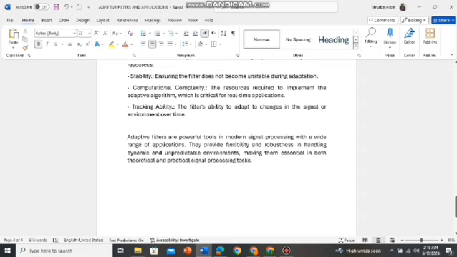In the end, we can see the adaptive filter is a powerful tool in modern signal processing with a wide range of applications that provide flexibility and robustness in handling dynamic, unpredictable environments, making them essential in both theoretical and practical life.